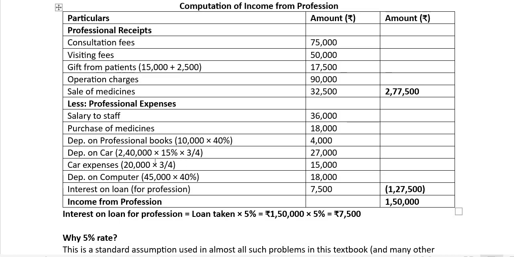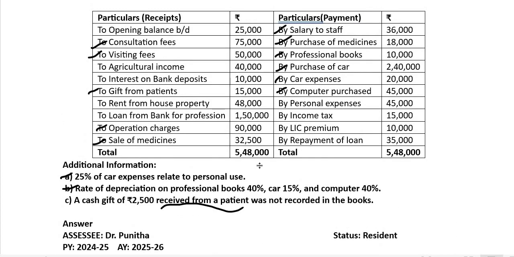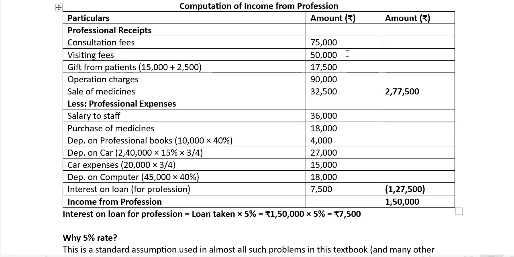Depreciation on car. See here we have to carefully write 2,40,000 into 15% is car depreciation. Out of it only 75% we need to take. 75% is equal to 3 by 4. That only is considered as professional expense. Likewise, car expense 20,000 into 75%. Depreciation on computer 45,000 into 40%.